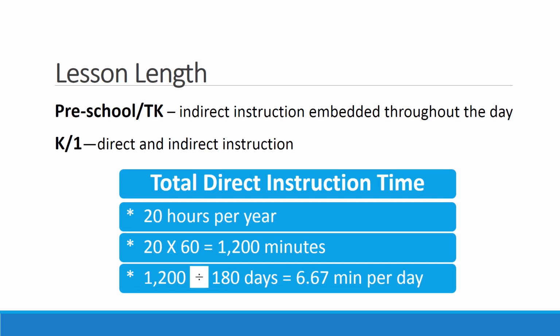Fun games and songs can be used throughout the day to offer more time. 20 hours divided up into 180 days of school turns out to be about 6 to 7 minutes a day of direct instruction. But don't get hung up on the number of minutes. Use students' abilities to show phonemic awareness as your main indicator of what is needed in terms of instruction.